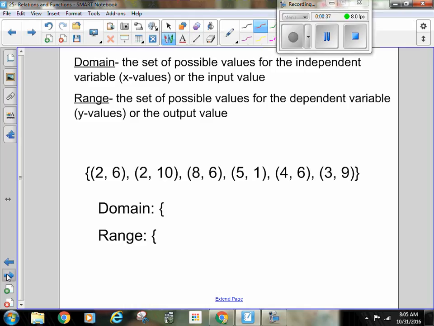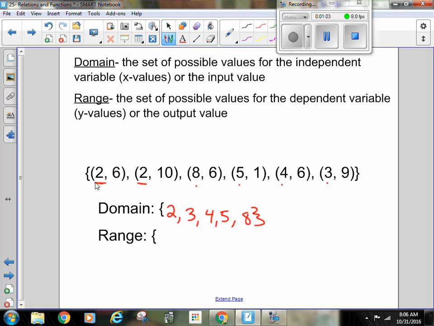Okay, and when we list domain, we list them smallest to largest, and we only write a number once. So if we look here, 2 is my smallest number in the x's, but I have 2 of them, but I'm still just going to write one of them. Okay, then my next one I see is 3, and 4, 5, and 8. Okay. And my range, you do the same way.